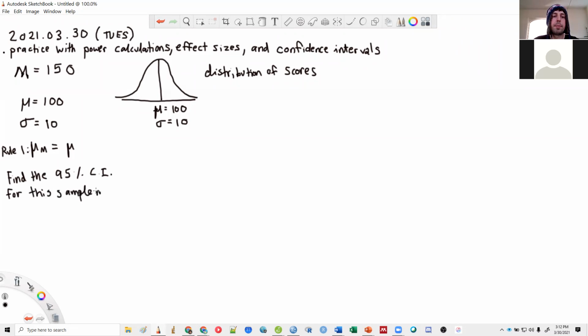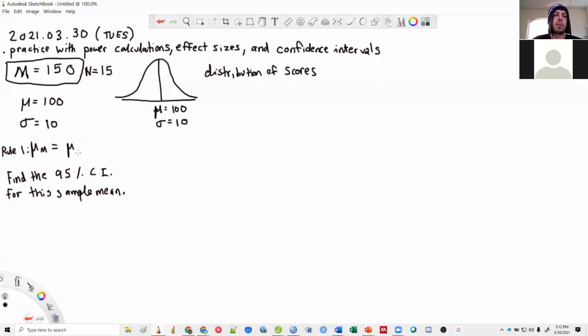Where the sample mean is 150. And there's actually a fact that I haven't given you yet that's related to this problem. Let me tell you that the sample size for this mean of 150, so to get this mean of 150, let's say that we sampled 15 people.